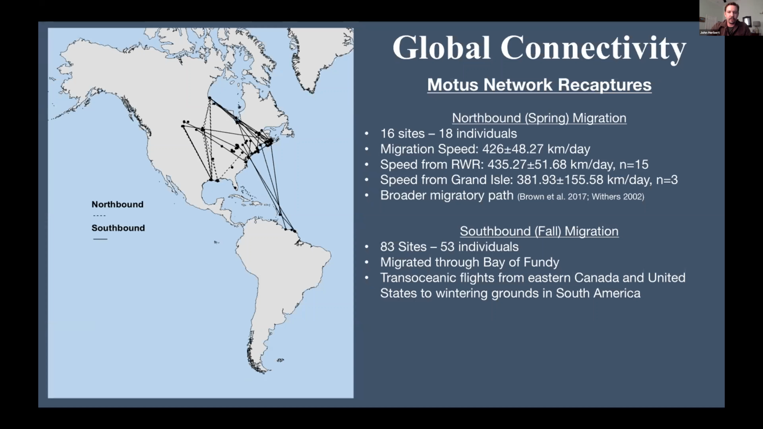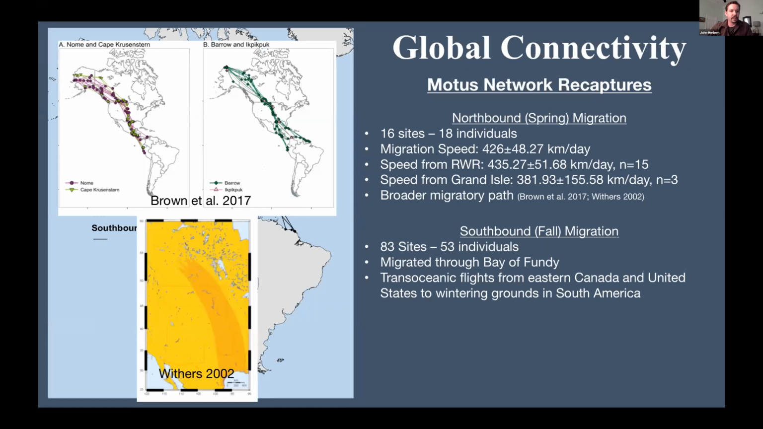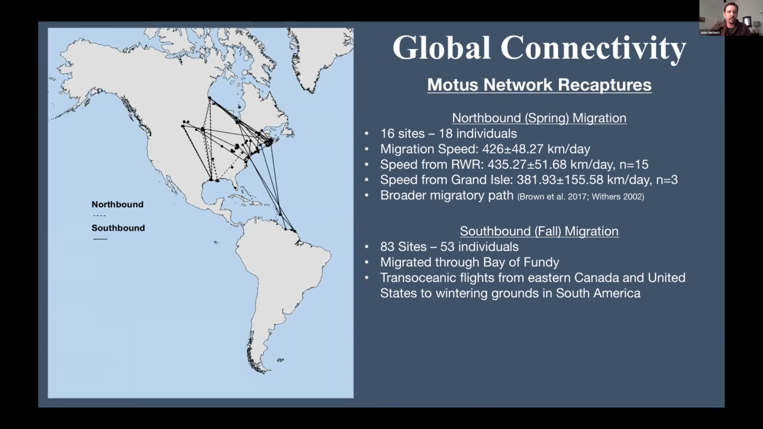And then for northbound migration, we found a broader migratory path than what's been previously known. There's not a lot of connectivity data, but from the Brown et al. paper in 2017, where they used geolocators, they found that the birds going from the Gulf Coast just went right to Alaska, the western breeding population. But we did find that it's more of a wider path, and the birds are going to the eastern breeding population. And then we had our nice southbound migration connectivity flights, which we're collaborating on with other researchers, which is another great way to utilize the MOTUS network.